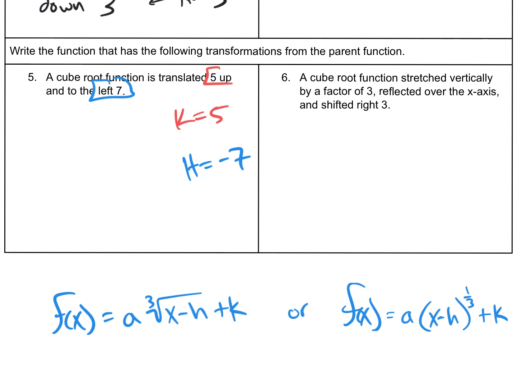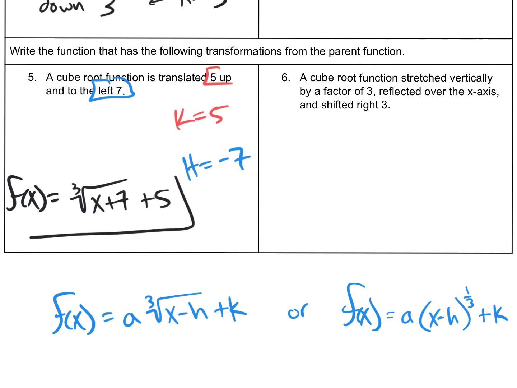For the first one, we'll go ahead and put it just in the radical, where you see the radical. So we'd say f of x is equal to the cube root of x plus 7, and then plus 5. So remember, in our actual function, our h value is opposite as it appears. That's why underneath we'd have the plus 7, signaling our shift to the left.